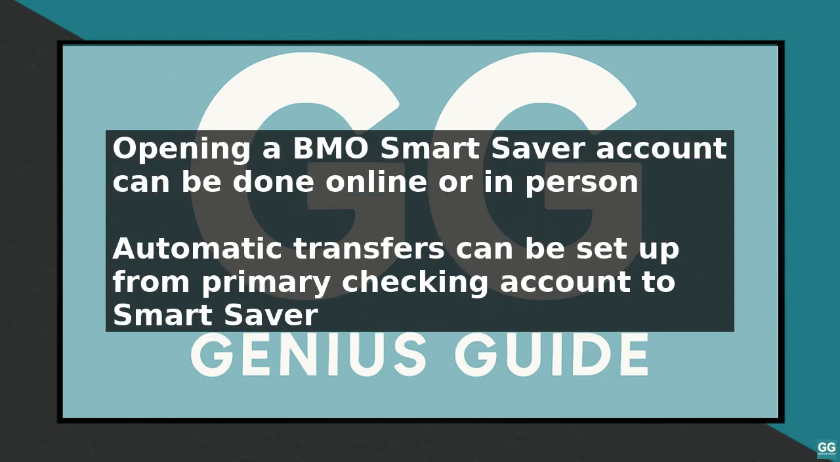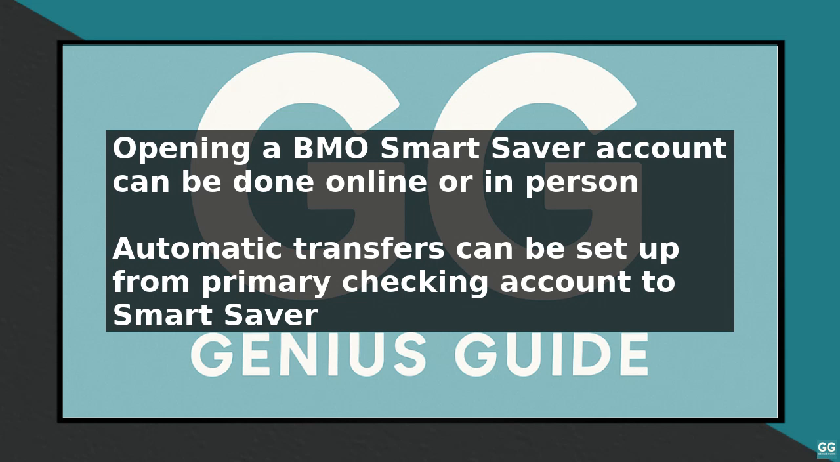One of the key concepts of the BMO Smart Saver is the ability to set savings goals. You can create multiple savings goals, such as saving for a down payment on a house or a vacation, and allocate a specific amount to each goal. This feature helps you stay focused and motivated to reach your savings objectives.